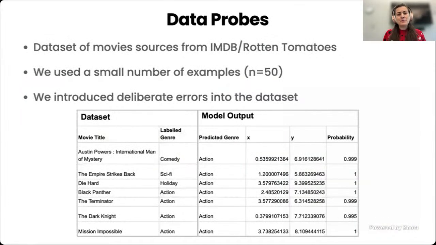So the data probe that we used here was a movies data set. Part of the reason that we chose it was because we thought it'd be familiar with a lot of people, so it would be a common baseline. All of that actually proved to be kind of interesting as well. We used a small number of examples, and we introduced deliberate errors in the data set. So we had the original data set as well as the outputs of some model that we would then visualize.